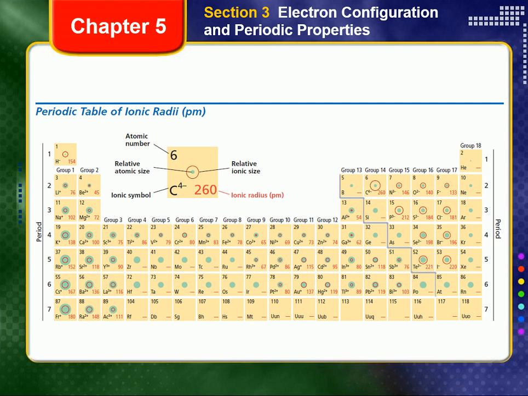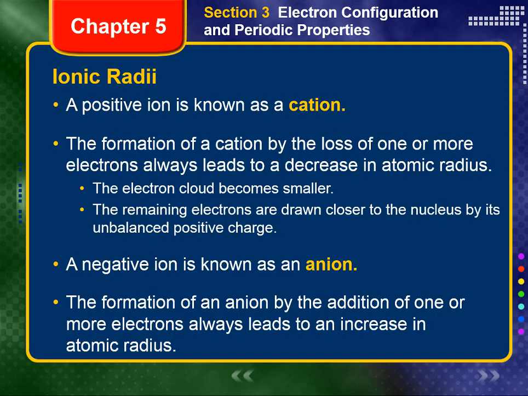Ionic Radii. Figure 5-19 on page 149 of your text, or on the screen now, shows the radii of some of the most common ions of the elements. Positive and negative ions have specific names. A positive ion is known as a cation. The formation of a cation by the loss of one or more electrons always leads to a decrease in atomic radius because the removal of the highest energy level electrons results in a smaller electron cloud. Also, the remaining electrons are drawn closer to the nucleus by its unbalanced positive charge.